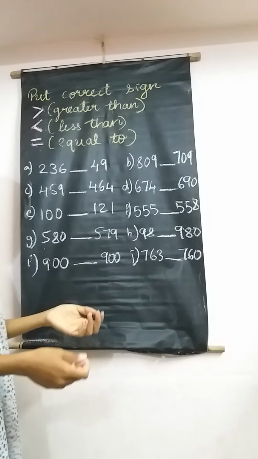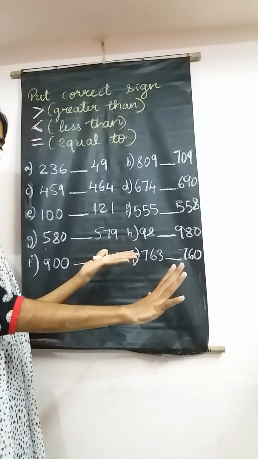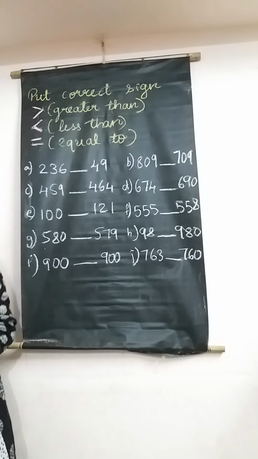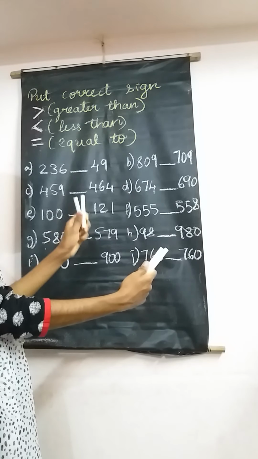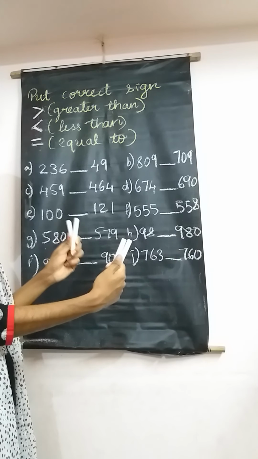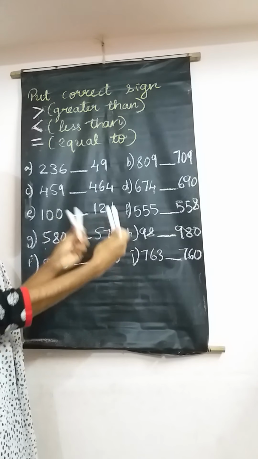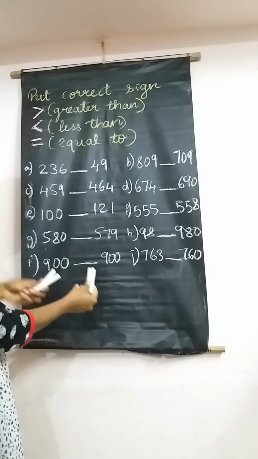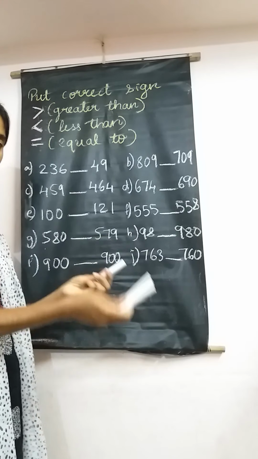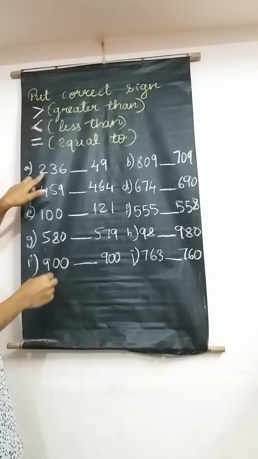Equals to is used when both are equal. Now 5 fingers, 5 fingers. These 5 fingers, both are equal. I have 2 chalks in this hand and 2 chalks in this hand. These both are equal. What does equal mean? Equal means both sides should be the same. So like that, both sides should have the same numbers. So let us see here the numbers.